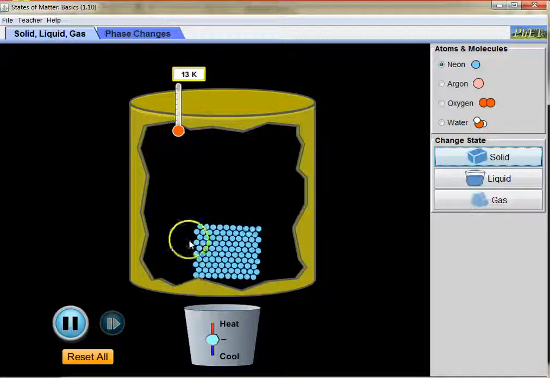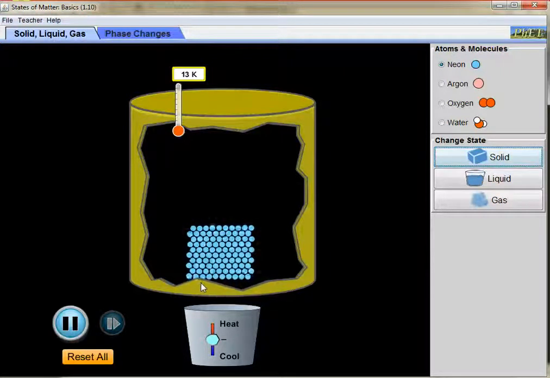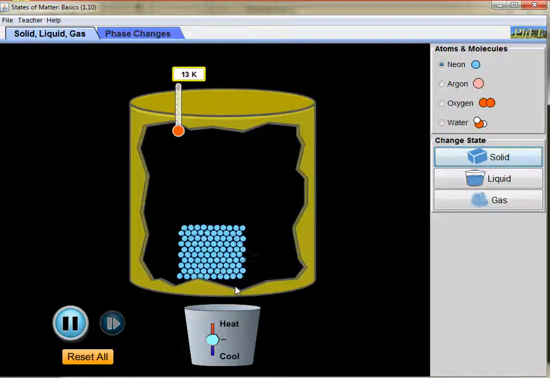So neon solid is basically made up of a bunch of different neon particles. Now you can see that it occupies a very small portion of the container. This is a solid. It occupies a very small portion of the container. Let's change it to liquid and see.